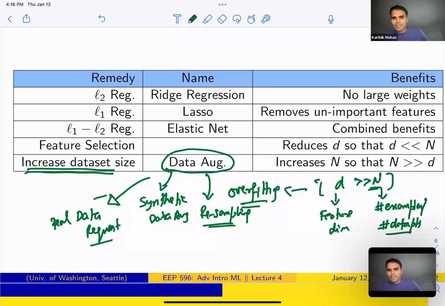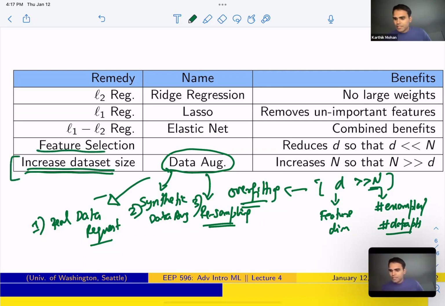So you say, okay, let's do synthetic. That's the second way to do data augmentation. And then you can also do resampling: sample the same data point and add it back to your data set, so you place more emphasis on those data points. So this is one strategy: increase data set size.